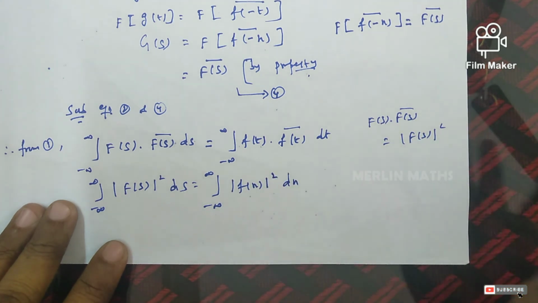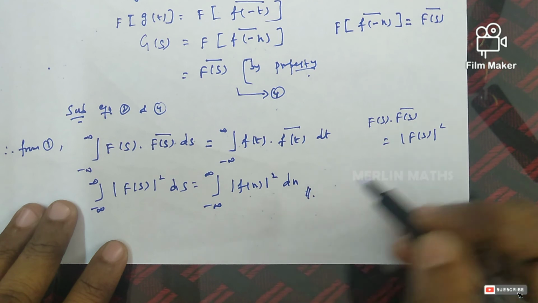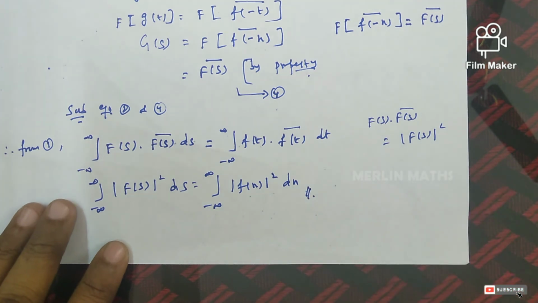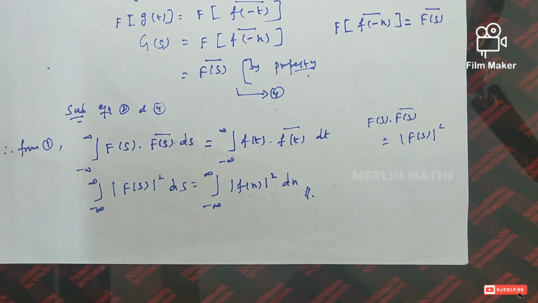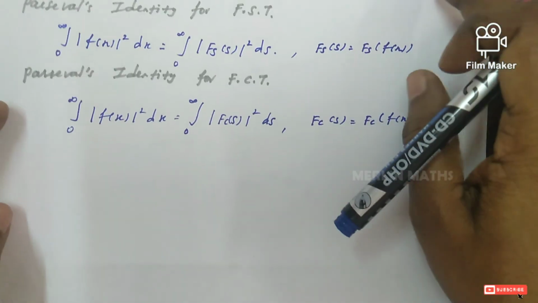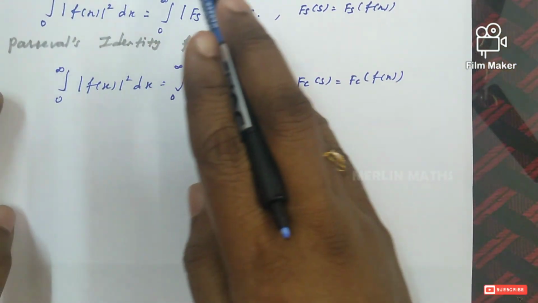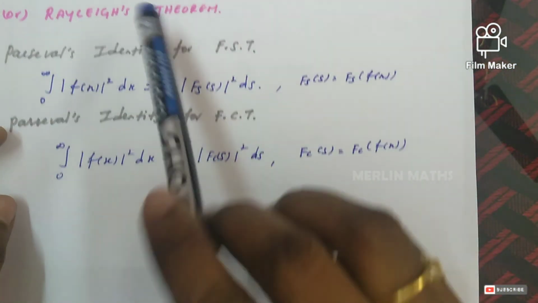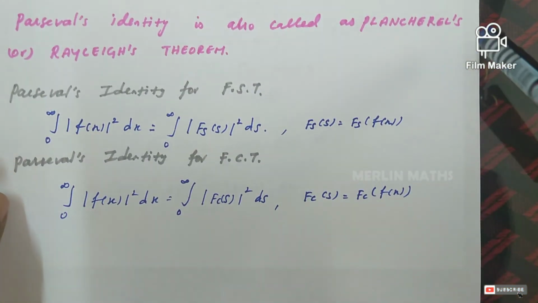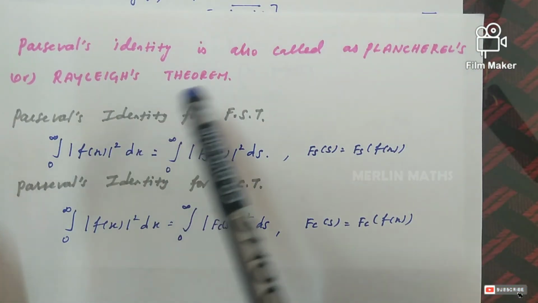This is the Parseval's identity. Sometimes this result is also called Plancherel's theorem or Rayleigh's theorem. Parseval's identity is also called Plancherel's theorem or Rayleigh's theorem.